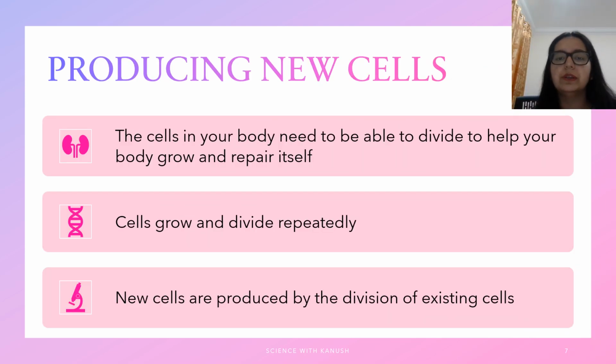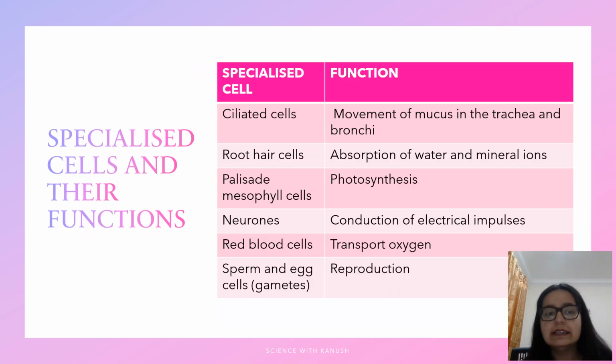So producing new cells. So our body continuously needs new cells because it needs to grow and repair. And then these cells, our body cells, have the ability to grow and divide repeatedly. So the new cells are produced by the division of existing cells. Okay. And now specialized cells and their functions.